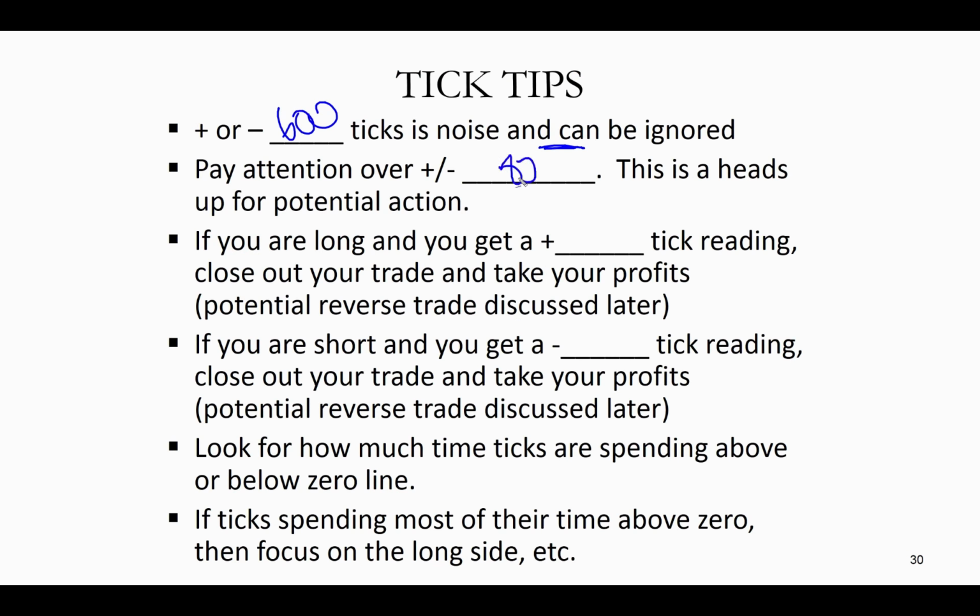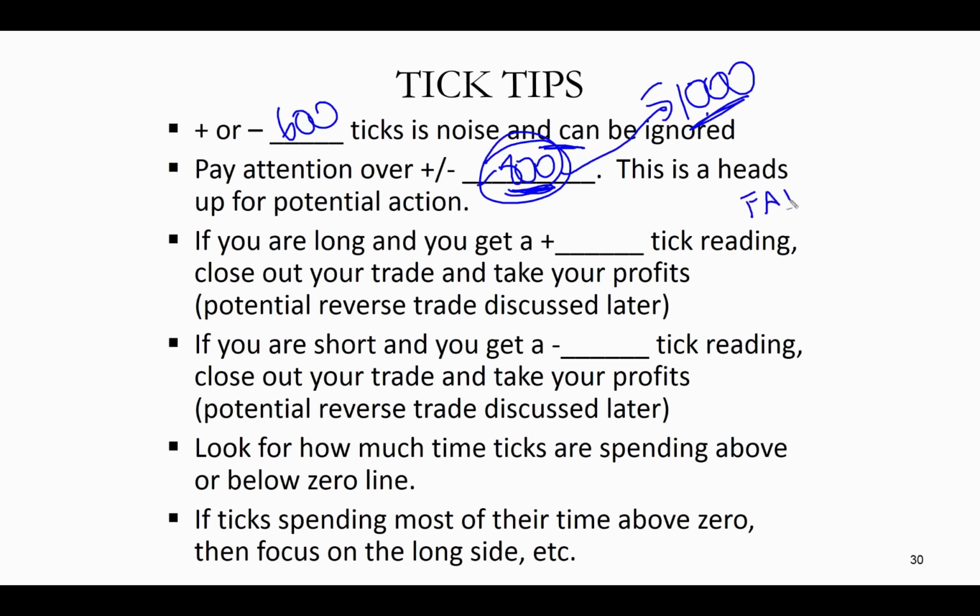That's really the threshold. Like 800, that's the entry up to 1,000 and beyond. Or minus 800, that's the entry to minus 1,000. And that's a heads up for potential action, okay? So a couple things I want to point out here is that what happens when we get this plus 1,000 tick reading is that the first time that happens in the day, it is a fade. Okay, what does that mean?